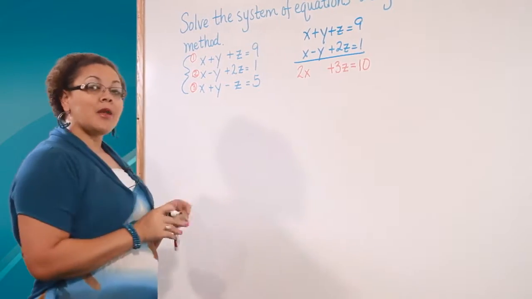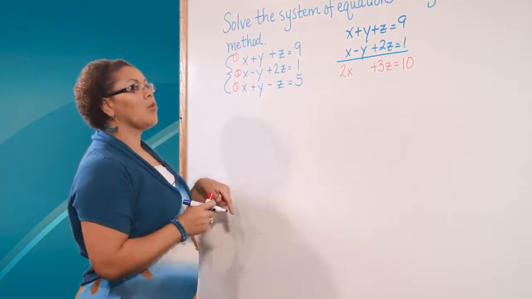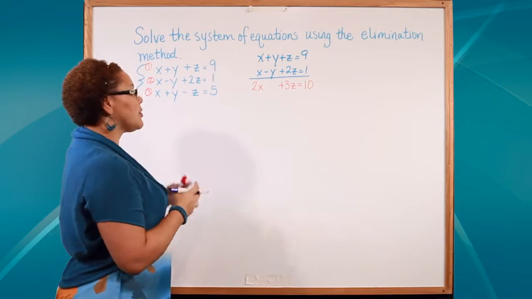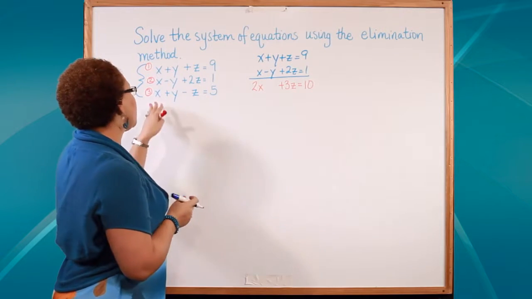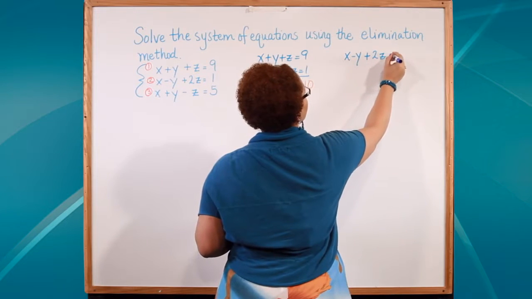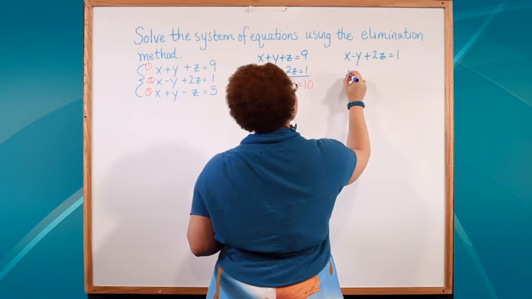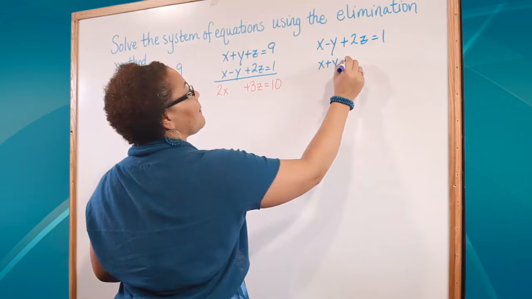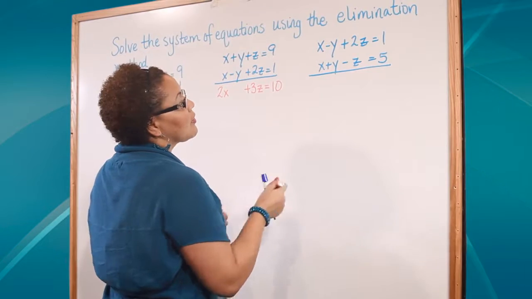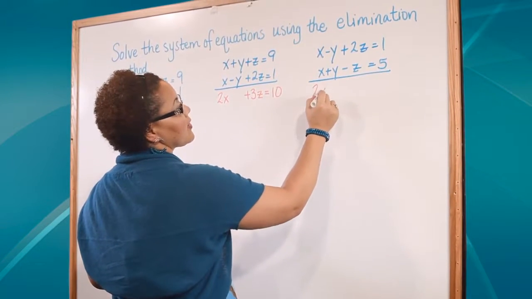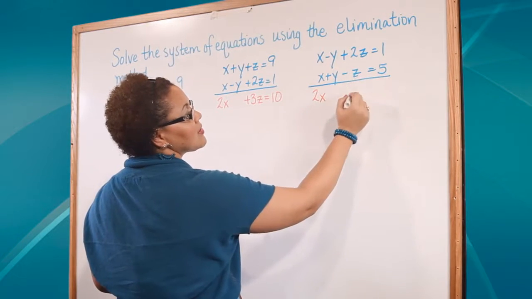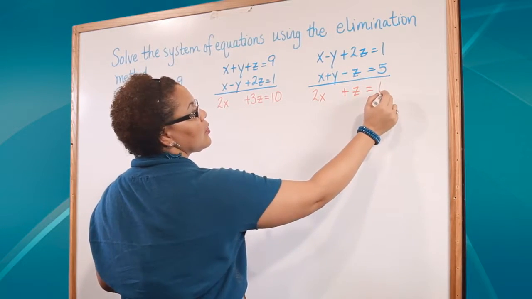I'm going to do the same process, except the next time I'm going to use equation 2 and 3 and combine them together to create a new two-variable equation. So equation 2 is x minus y plus 2z equals 1. Equation 3 is x plus y minus z equals 5. And when I combine those two together, our new equation becomes 2x. Again, the y variables are eliminated, and 2z minus z is a plus z equals 6.